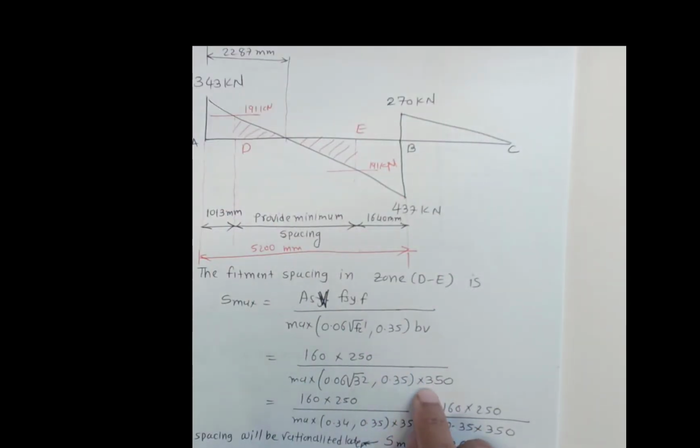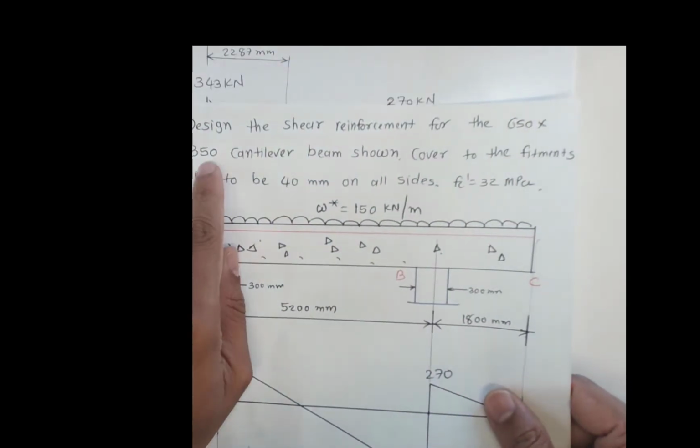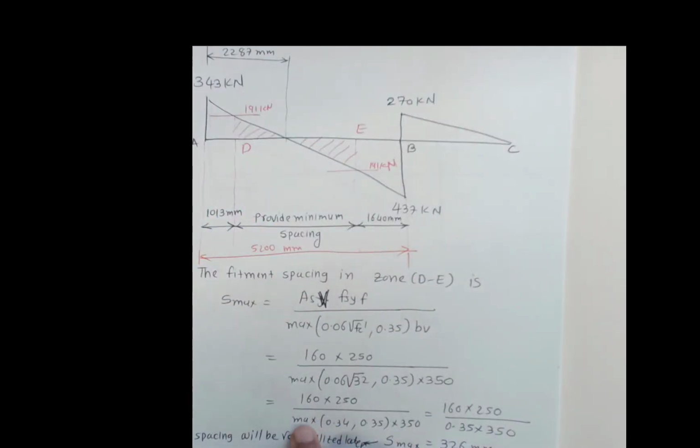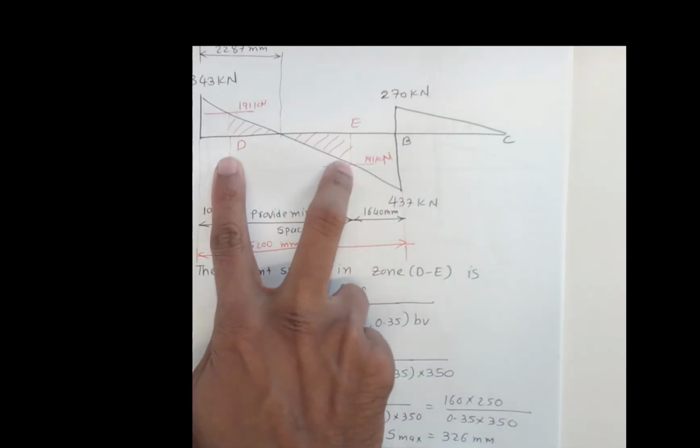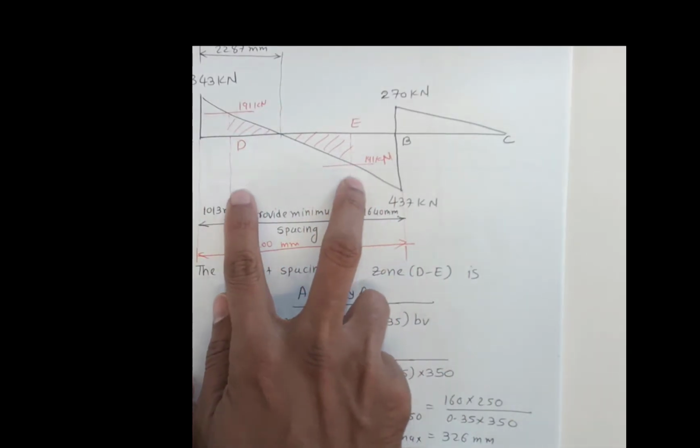and 0.35 BV also given in the question. So width of the beam 350 millimeters. Maximum of this simplification gives 0.35. So that is the maximum 0.35 multiplied by 350. That is your BV. So maximum spacing is 326 millimeters. So in this zone we can provide the spacing of 326 millimeters.